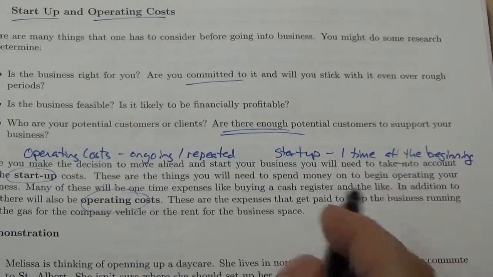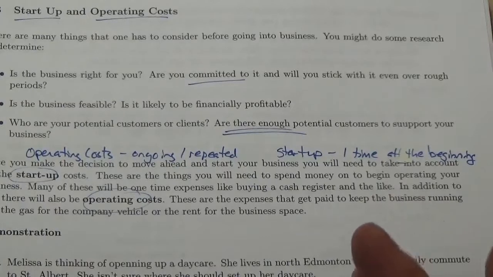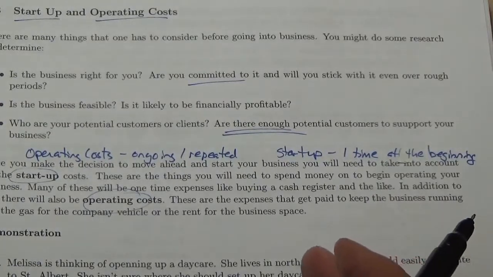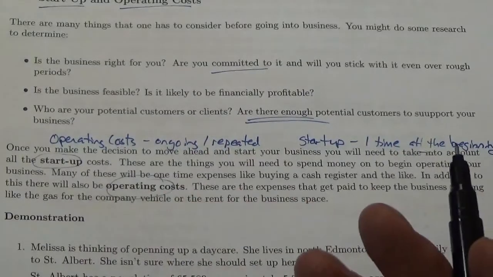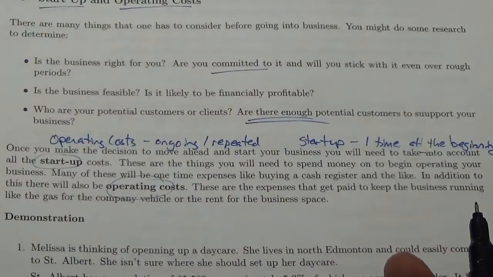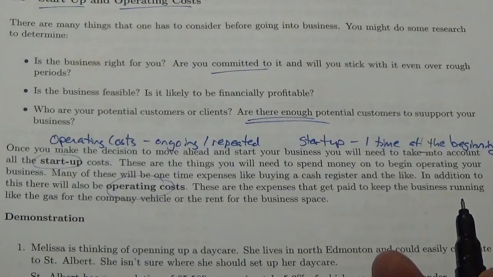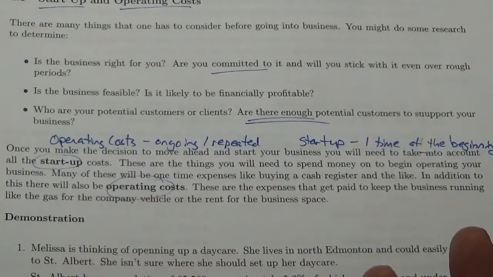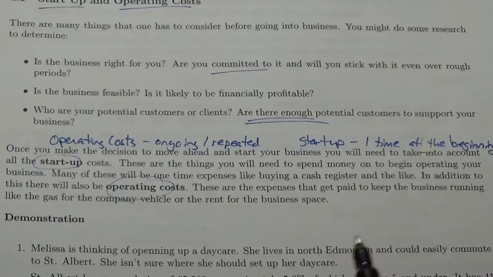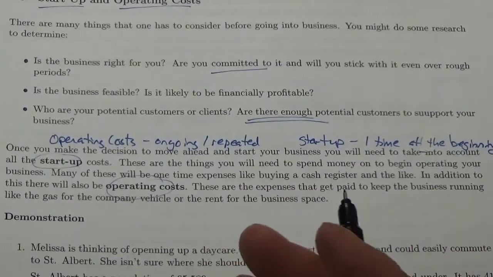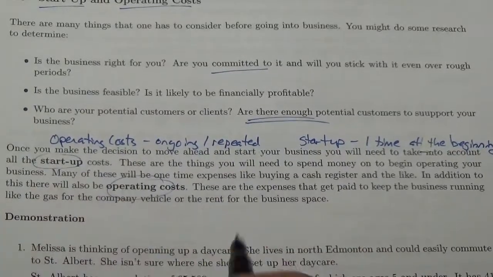Now, when I say one-time expense, you've also got to bear with me and give me a little leniency with this. For example, if you're starting a convenience store, one of the things you're going to have to buy is a cash machine. Will those wear out? Yeah, I'm sure they do. Are you going to have to replace that in the future? Yeah, probably.